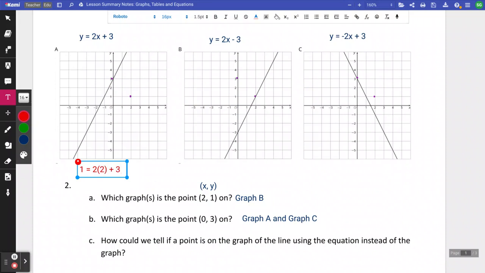I don't even need to finish doing that math to tell that 2 times 2 plus 3 is not going to end up equaling 1. That's going to end up being 4 plus 3, which is 7. That does not satisfy the equation.